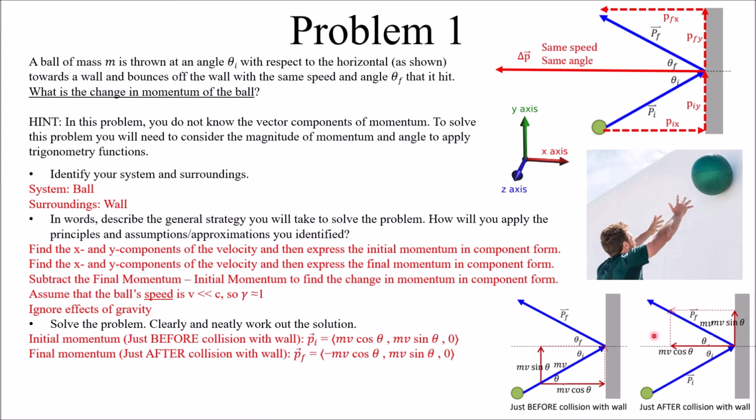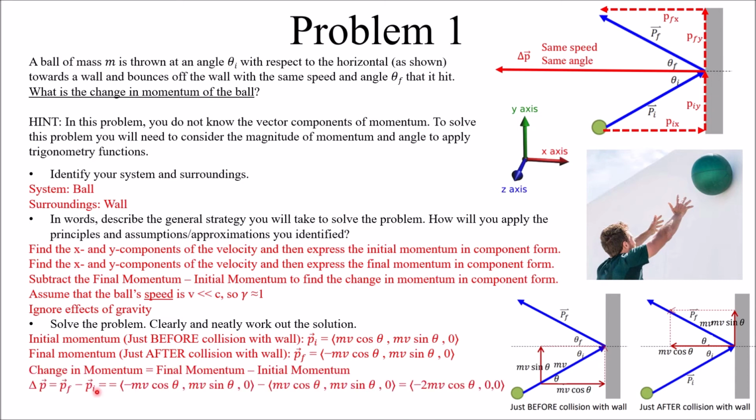And so notice how the y did not change and the x pretty much just reversed. When we do that math, final minus initial, we end up with a negative mv cosine theta minus mv cosine theta, which is going to be negative 2 mv cosine theta. And that's kind of what we were talking about: it's going to be doubled in the negative direction. The change was double negative.